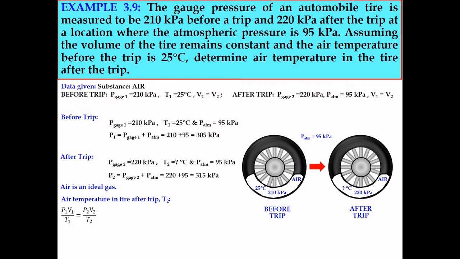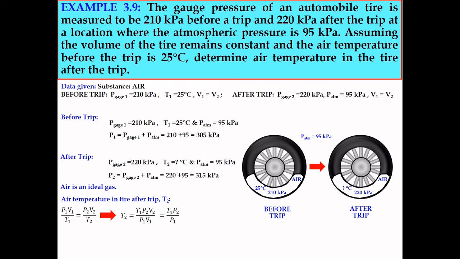So now we have 1 represent the before trip condition, 2 represent the after trip condition. So P1 multiplied by V1 divided by T1 equal to P2 multiplied by V2 divided by T2. We want to know T2, so rearrange the equation, we get T2 equal to T1 multiplied by P2 multiplied by V2 divided by P1 multiplied by V1. Because the volume is constant, V1 equal to V2, so we can cancel out the terms for V2 and V1. The remaining term, T2 equal to T1 multiplied by P2 divided by P1.